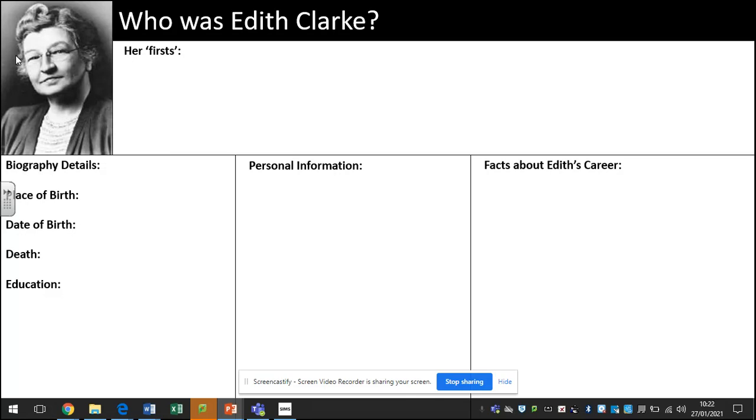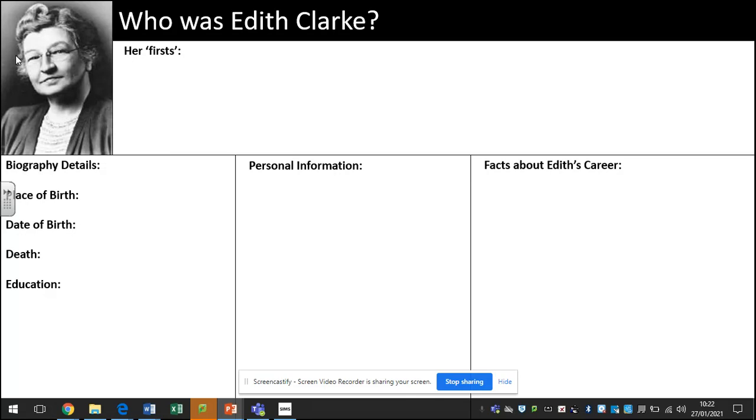Then there's a biography detail, so a place of birth, where she was born, a date of birth, when she was born, when she died, how old was she, and education, where did she go to school, where did she go to university. A bit of personal information. Was she married? Who was her husband? Did she have any children? You know, what were her likes? What were her dislikes?